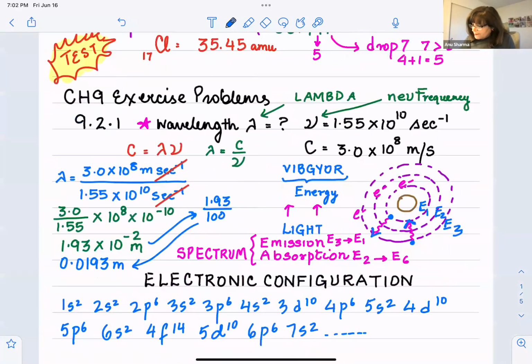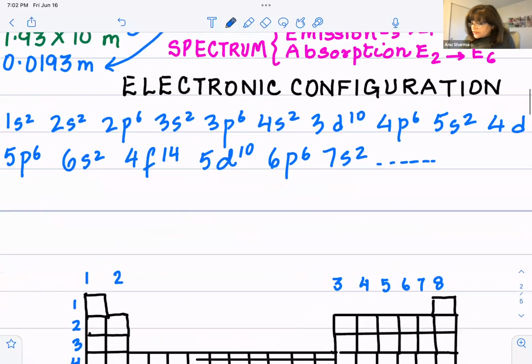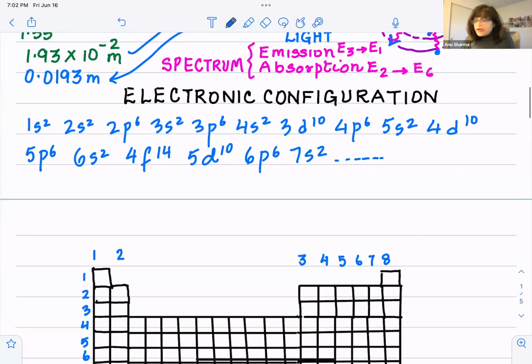So there is an electronic configuration. This is a pattern. This is a rule. Okay, this is the rule. I have it wrong, give me a break. One minute here, let me just check on it.